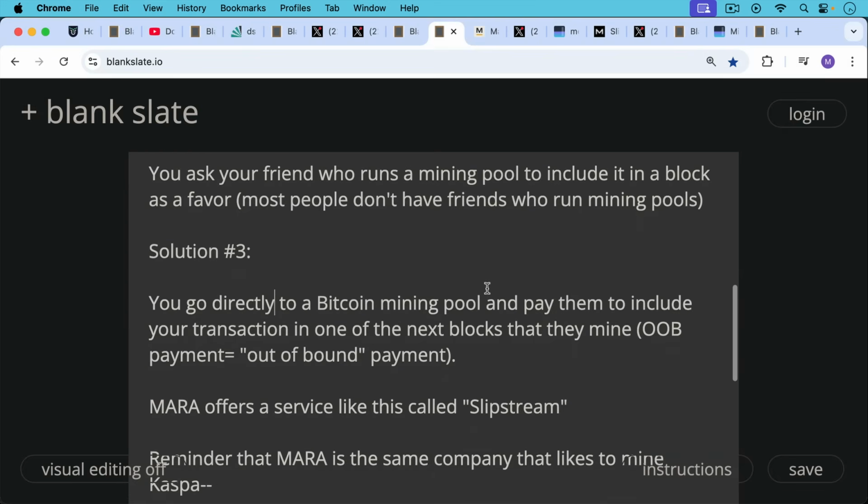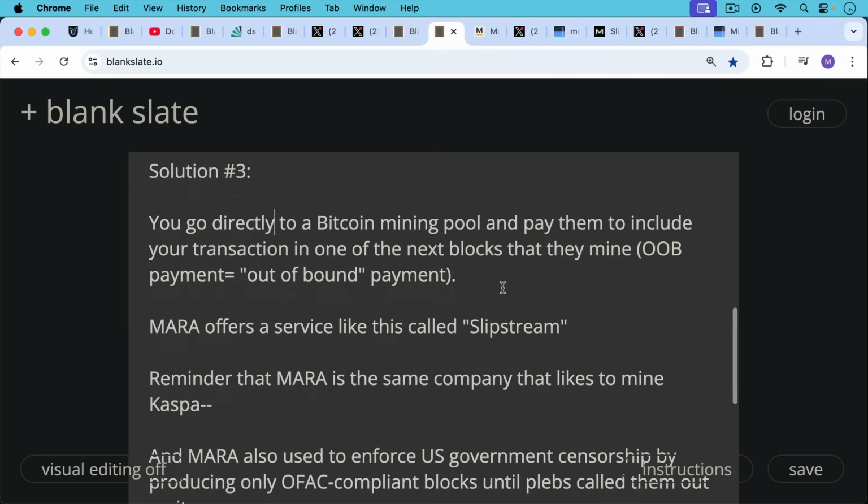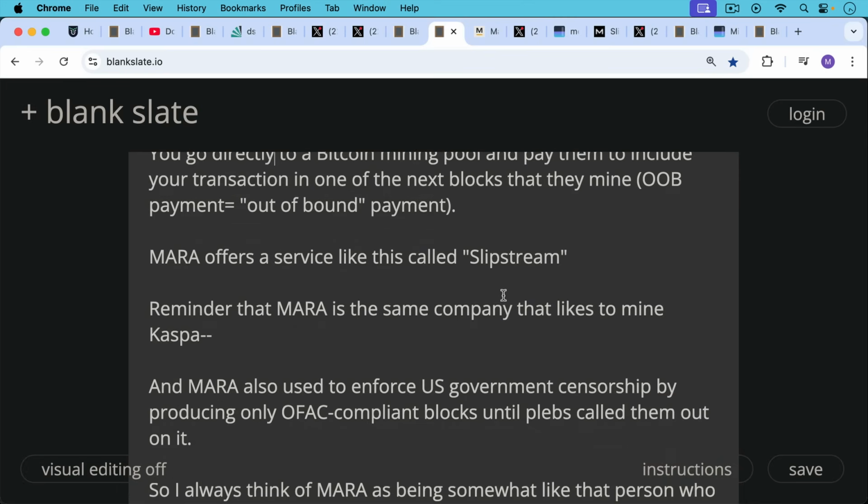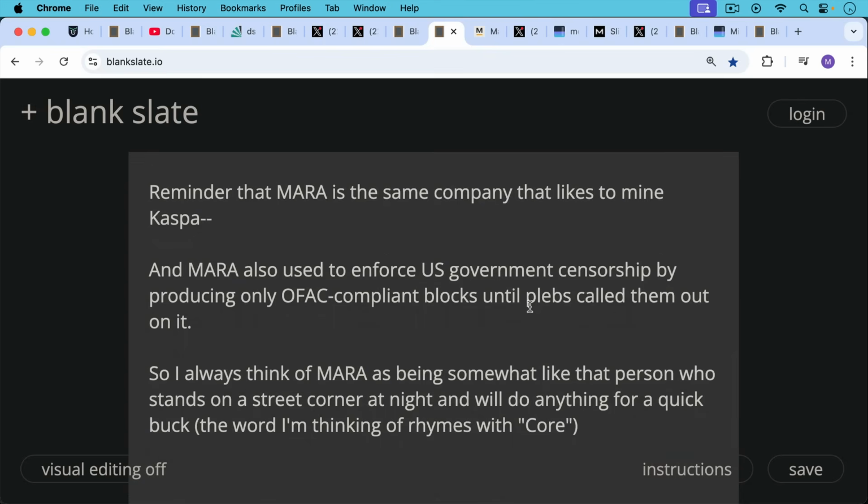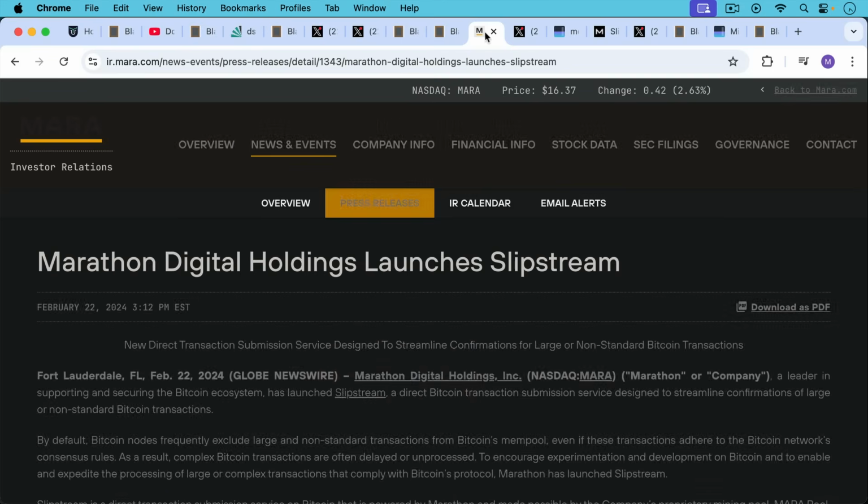MARA, for example, offers a service like this called Slipstream. And a reminder that MARA is the same company that likes to mine other networks and thereby seek to undermine the Bitcoin network, and in an ironic way, put their own machines out of business. MARA is the same company that likes to mine cryptocurrencies like Kaspa on the side. And MARA is the same company that also used to enforce US government censorship by producing only OFAC compliant blocks until the Bitcoin plebs called them out on it. So when thinking about Slipstream and non-standard transaction submissions, I always like to think of MARA as being somewhat like that person who stands on a street corner at night and will do anything for a quick buck. And the word I'm thinking of, of course, rhymes with core.